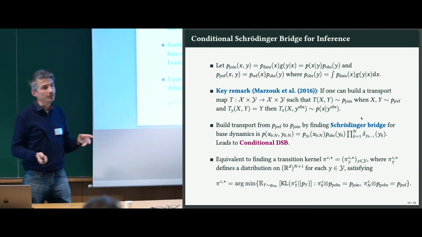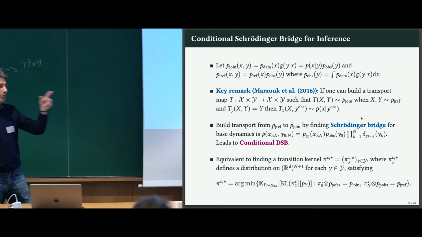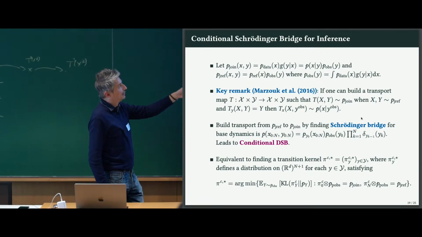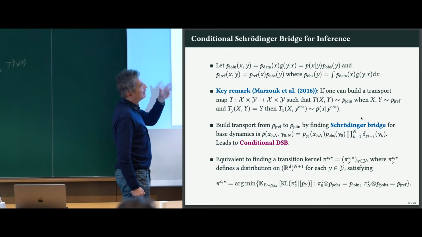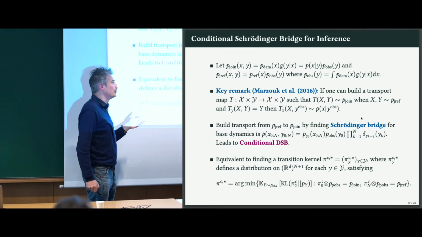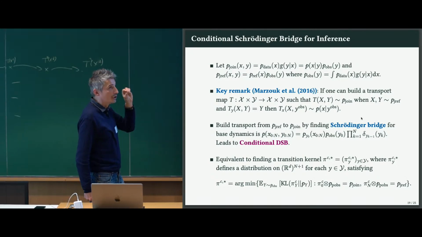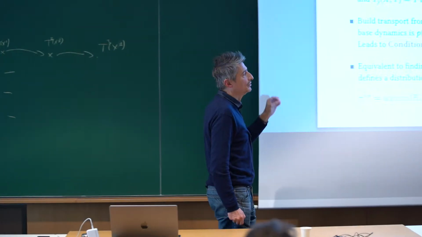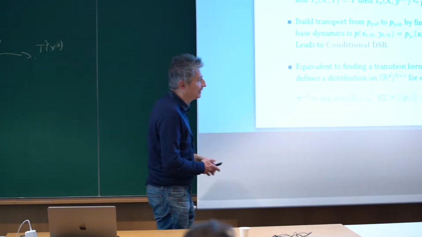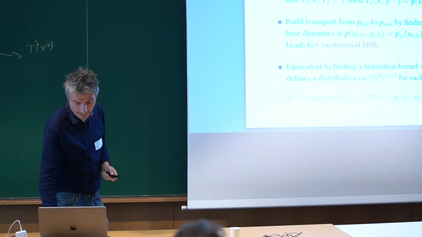And I'm telling you that if you're able to build a Schrödinger bridge between these two distributions, then straightforwardly you can sample from the posterior distribution of interest. Okay, so I leave it to you. We don't have much time.